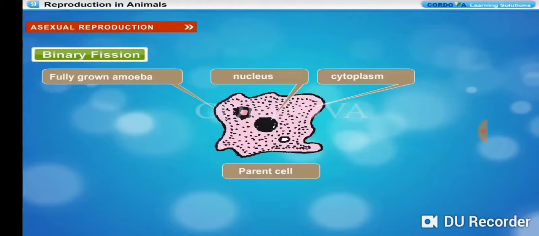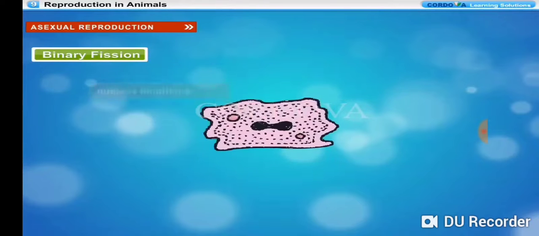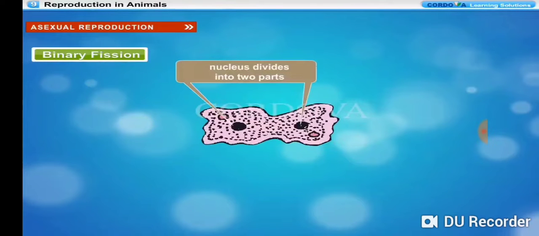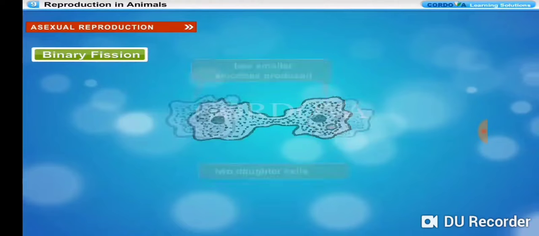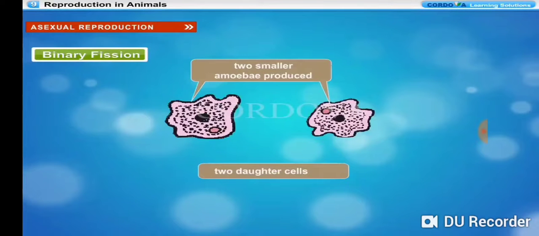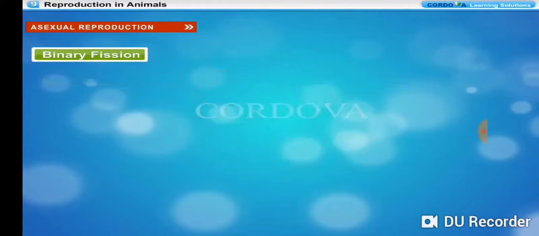In binary fission of a fully grown amoeba, the nucleus lengthens and divides into two parts, karyokinesis. After that, the cytoplasm of amoeba divides into two parts around each nucleus, cytokinesis. In this way, a single parent amoeba divides to form two daughter amoebae. The two daughter amoebae, produced by binary fission, grow to their full size and divide again.